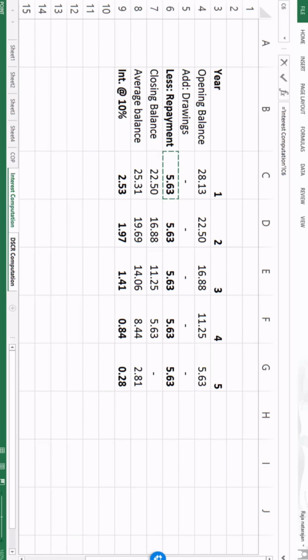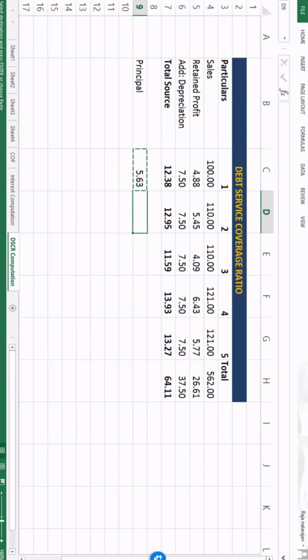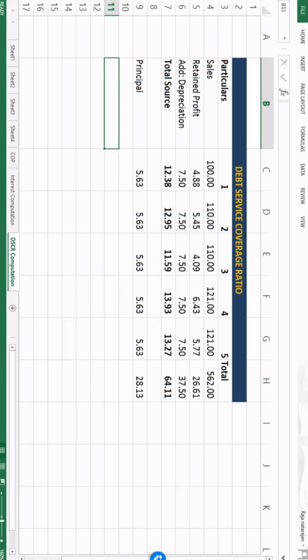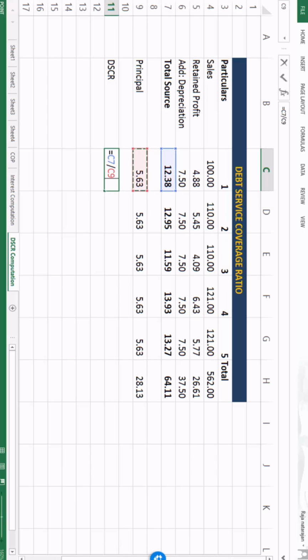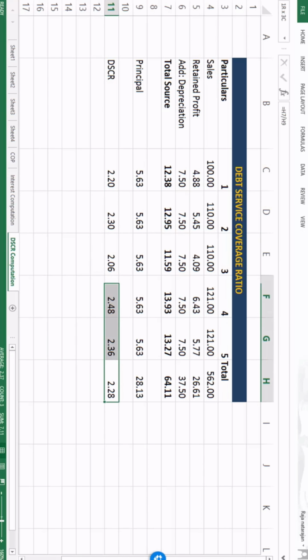We have captured the principal repayment, which is 5.63 for all the 5 years, and if you total them, you get 28.13. So now we can calculate DSCR, that is debt service coverage ratio. It's nothing but this total source divided by principal, and you get 2.2 times, 2.3, 2.06, 2.48 and 2.36, and the overall is 2.28.